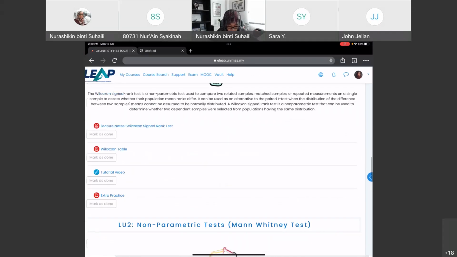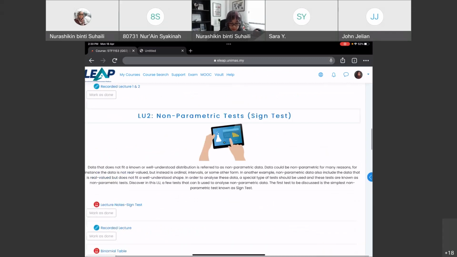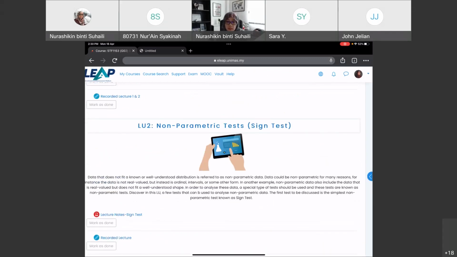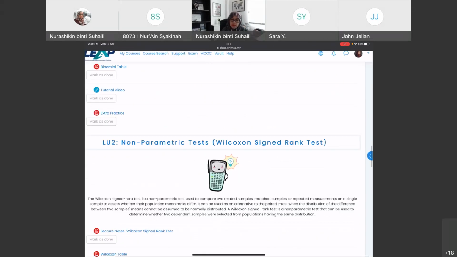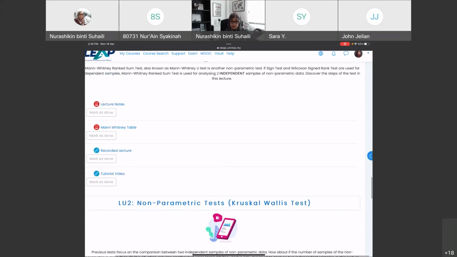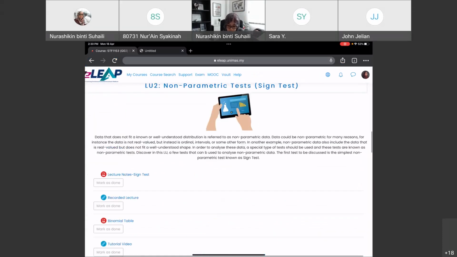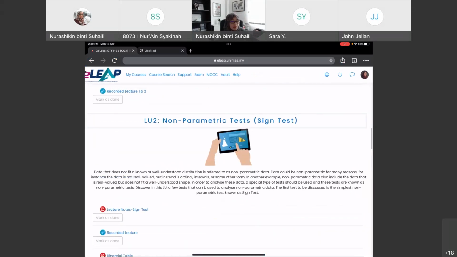Previously we have talked about LU2, isn't it? We're still in LU2. LU2 again is about non-parametric tests. We have covered sign tests, followed by Wilcoxon signed rank tests, and then Mann-Whitney tests, followed by Kruskal-Wallis tests. Each of these has its own characteristics.